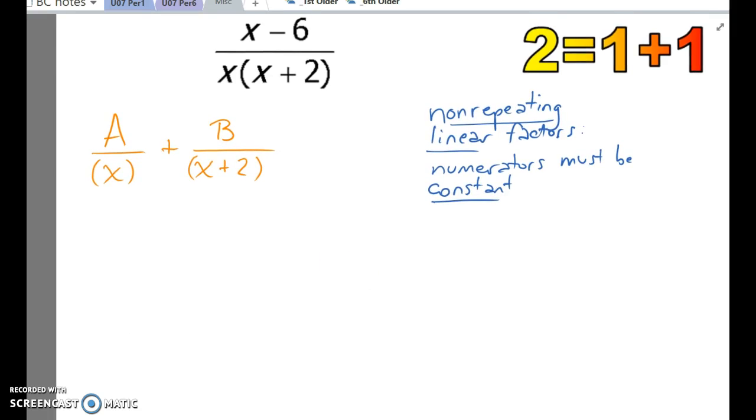So then what we need to do is just to make sure that this equals that. So now it becomes a simplification problem.